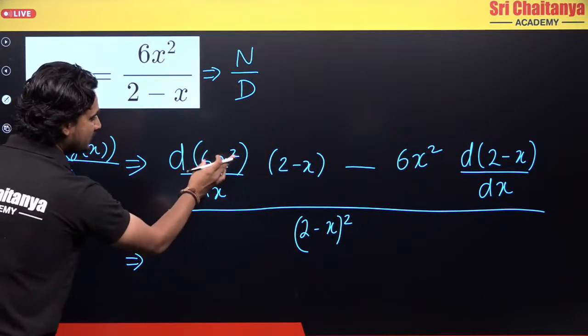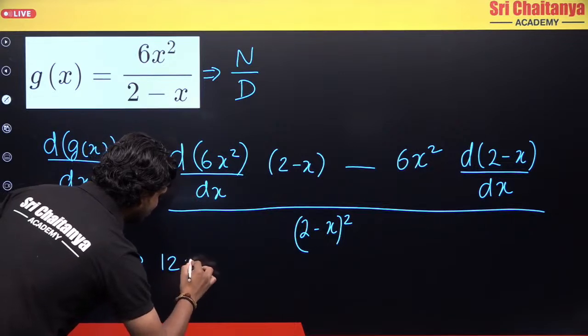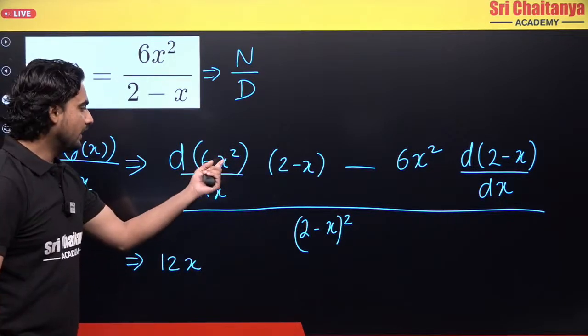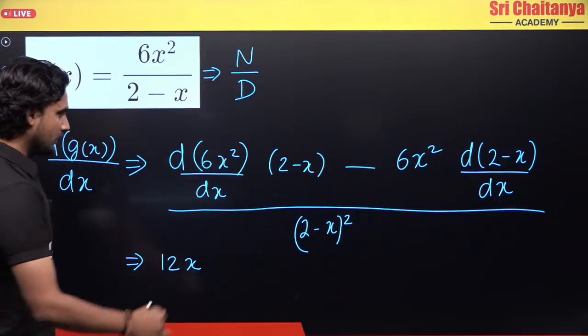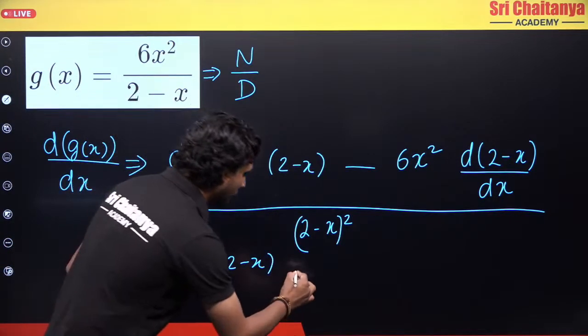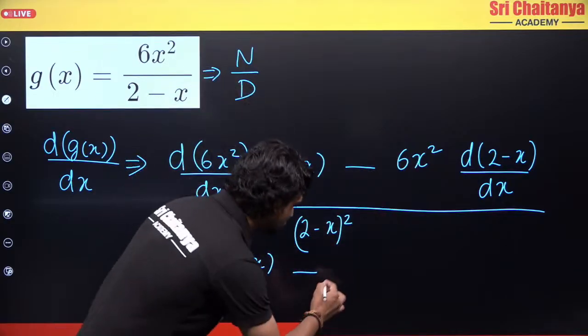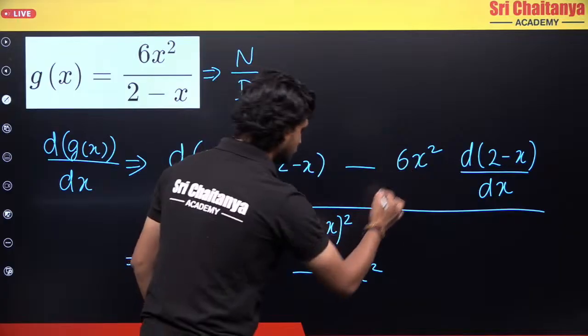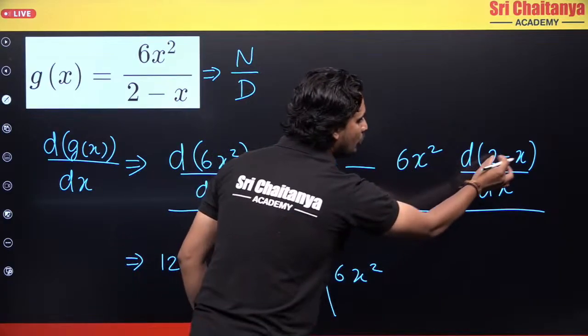So what do I have? 6x square. What is 6x square? 12x, right? This 2 will come forward, 6 2s are 12, and x to the power 2 minus 1 will become 1. And 2 minus x I will write as it is, minus. Now what is this? 6x square, 6x square as it is. Okay, and what is this? This is 2 minus x.